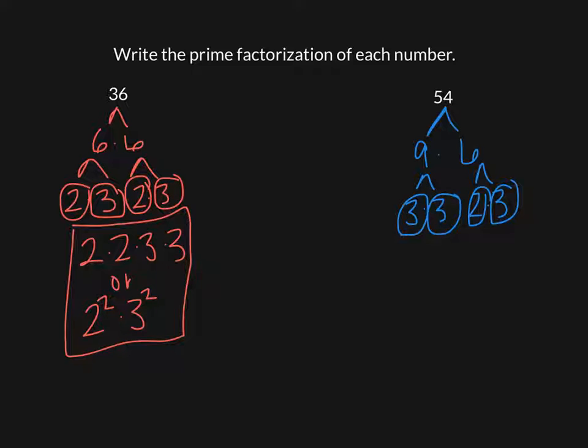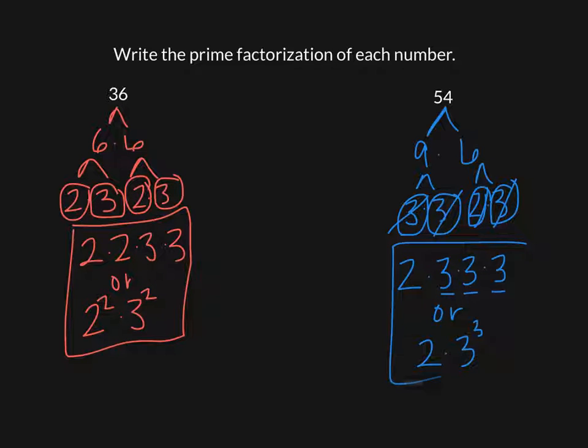Okay, so I could say my prime factorization is 2 times 3 times 3 times 3. I'm just getting these numbers here, 2, 3, 3, 3. Or I could say 2 times 3 to the third power because there are 3 threes that we're multiplying together right here.